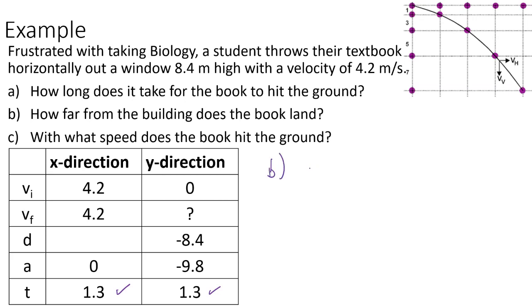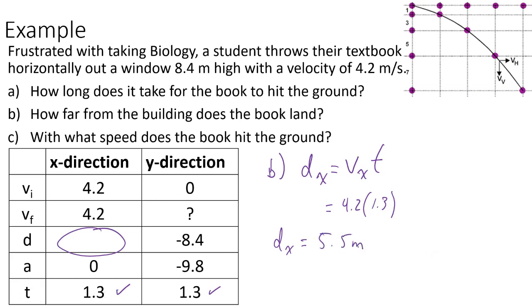For part B, I need to find out how far from the building the book lands, so displacement in the x direction. It's asking us for displacement in the x direction, or this value here. Okay, velocity is constant, and it's always going to be 4.2 meters per second. We just found our time to be 1.3 seconds, so the amount of displacement in the x direction from the building is going to be 5.5 meters.